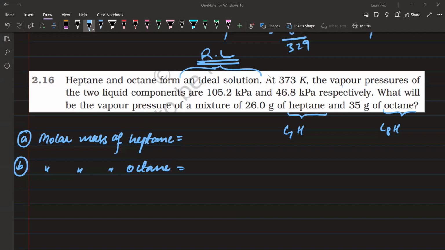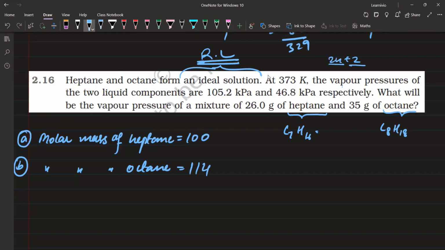C7, what will be the value of hydrogen? It will be 16, right? Yes or no? 2n plus 2, right? So 7 times 2 is 14, plus 2, that is equal to 16. And for 8 it will be 16 plus 2, 18, right? So this molar mass for heptane you will get as 100. For this you will get it as 114.